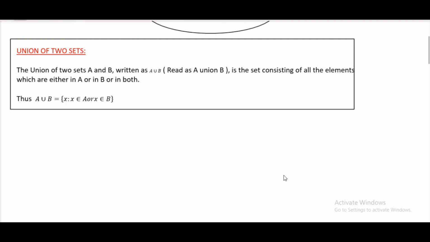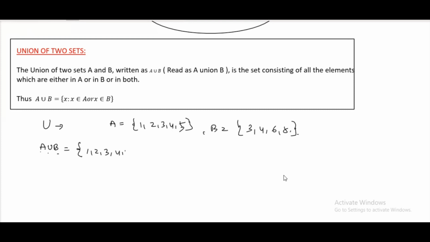Generally, the union of sets is denoted with a symbol in a U shape. So for two sets A and B, we can write A union B, and read it as A union B. So let us take an example. A is 1, 2, 3, 4, 5, and B is 3, 4, 6, 8. So A union B, how can we find this? 1, 2, 3, 4, 5 union 3, 4, 6, 8.